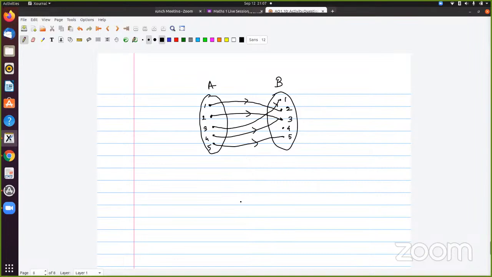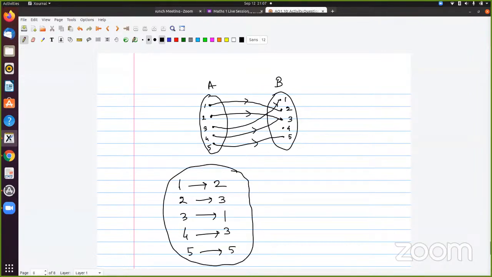So what I am getting, 1 is going to 2. 2 is going to 3. 3 is going to 1. 4 is going to 3. 5 is going to 5. This is one function. It is taking some input and giving some output.